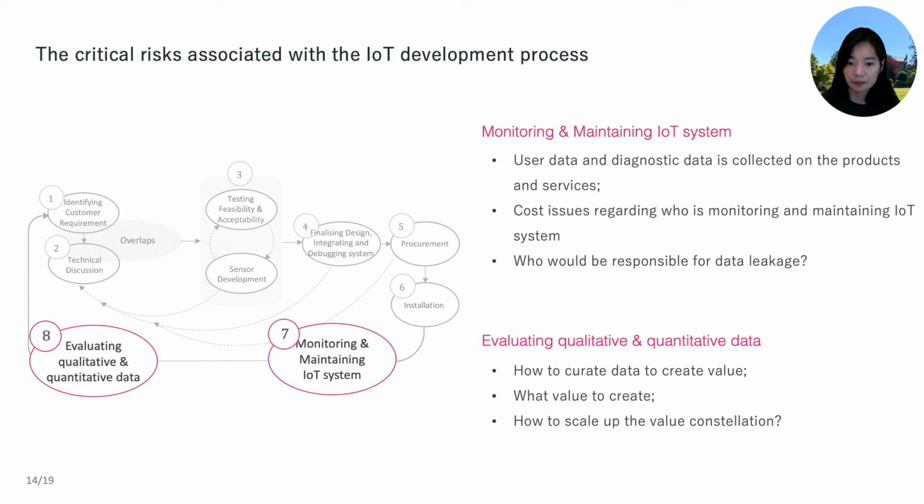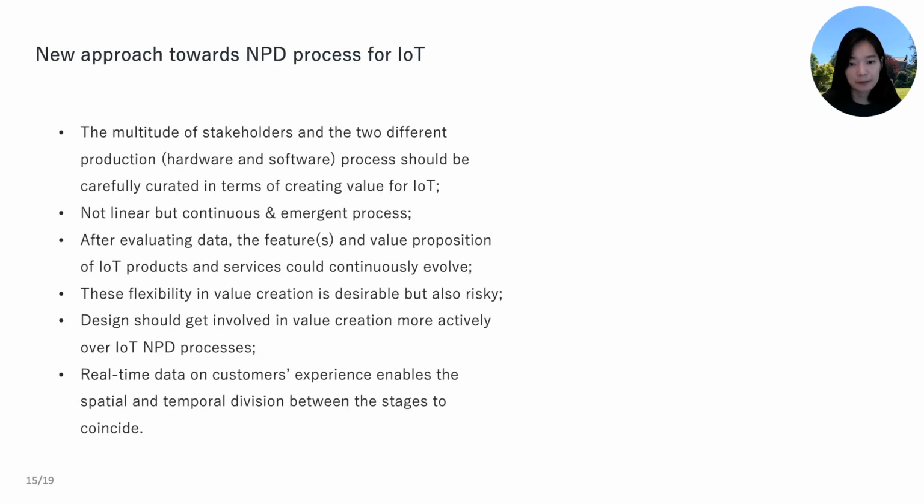At this final stage, the value of the IoT system would be defined and redefined based on strategic decisions on data, such as how to create data, what value to create, and how to scale up this value constellation. I only listed 3 strategic decisions, but there are many more to be considered.